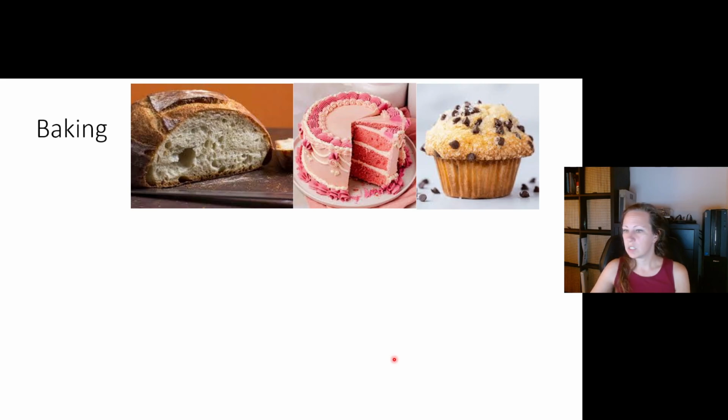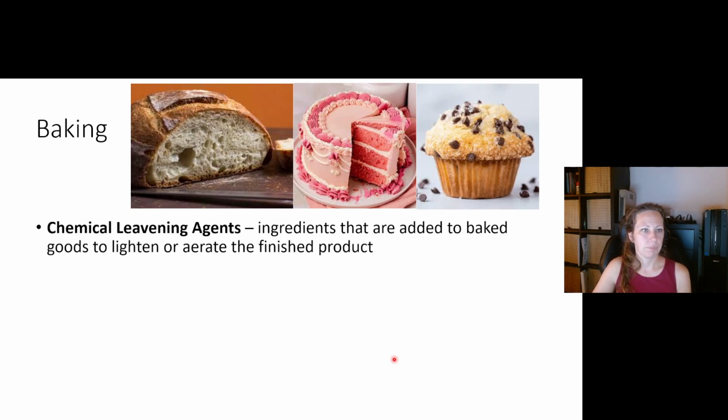Okay, so now let's go into baking. Okay, and specifically we're going to talk about chemical leavening agents. So leavening is making dough rise. Okay, it's the increase in gases that make a dough or batter rise.